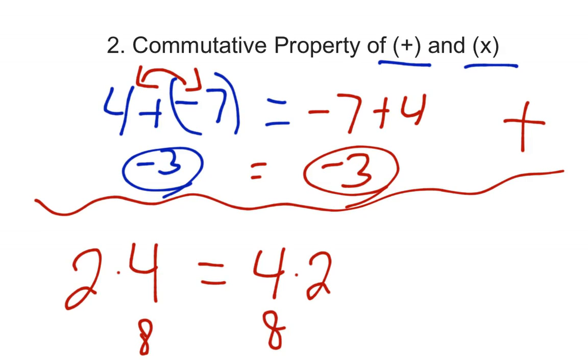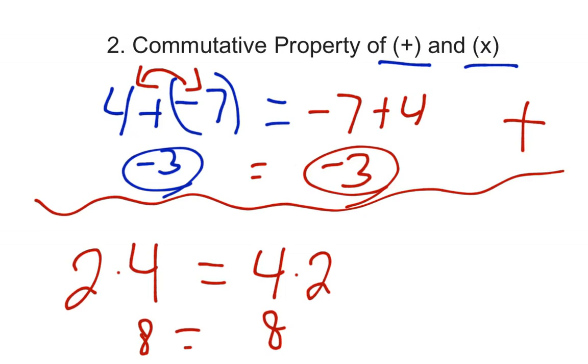Okay, so what we're going to be doing is showing you a couple of these today, and you're going to simply have to identify which property it is. Is it the associative property? Is it the commutative property? And then, of course, determine if it's addition or multiplication, which will be the easy part. Okay, so that's our second property.